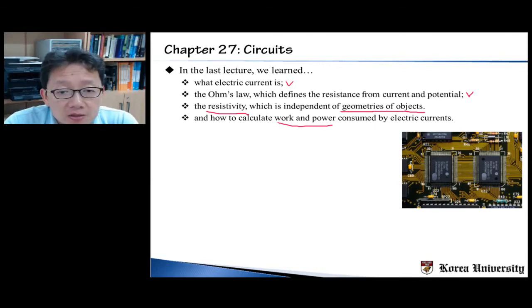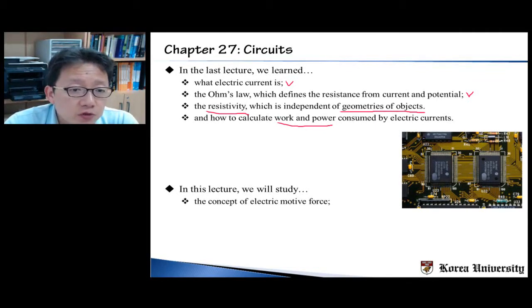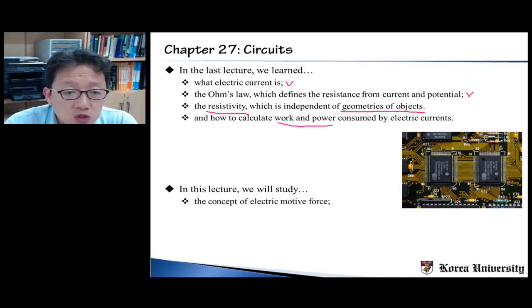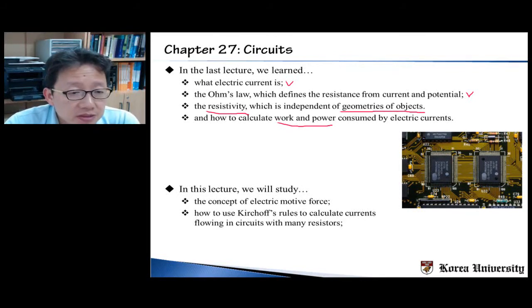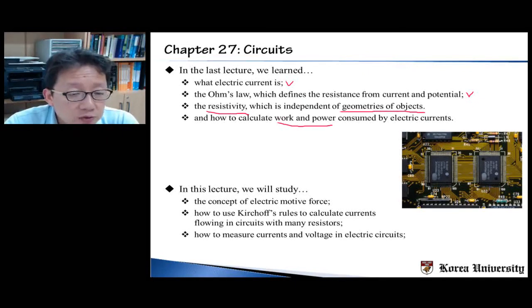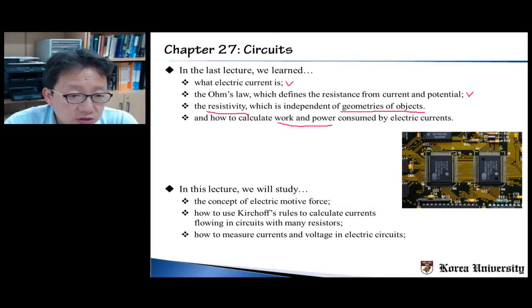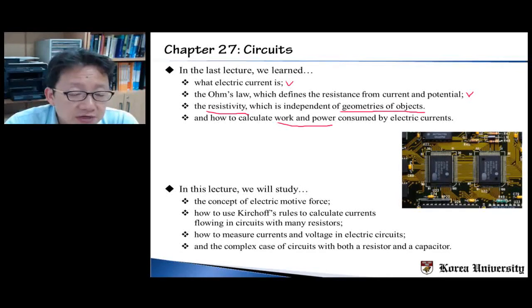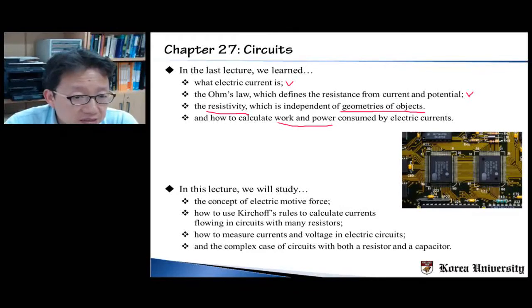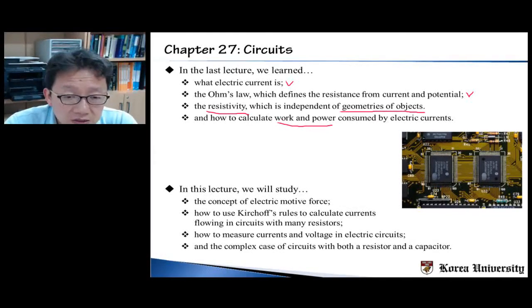Okay. So in this lecture, we will study the concept of electromotive force, and we will also learn how to use Kirchhoff's rules to calculate currents flowing in circuits with many resistors. And we will also study how to measure currents and voltages in electric circuits. And finally, we will learn the complex case of circuits with both a resistor and a capacitor together.